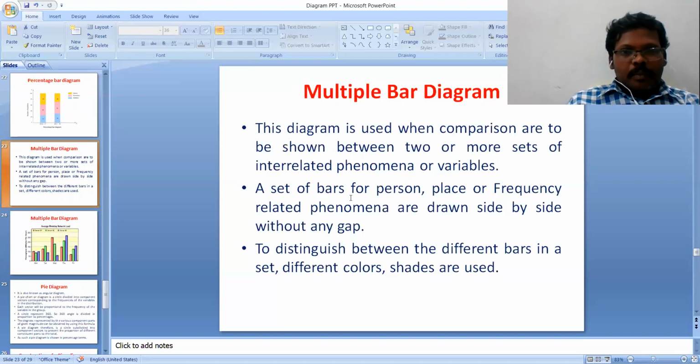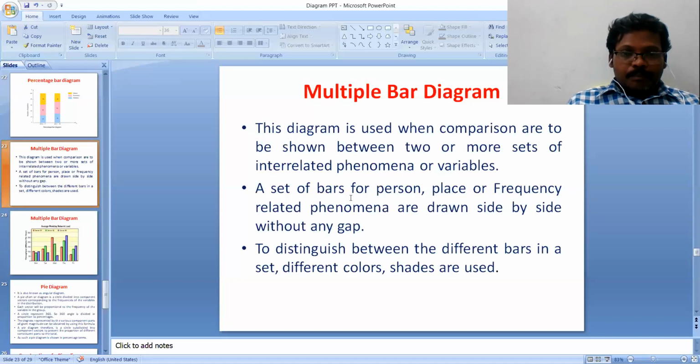In the simple bar diagram, we have only one bar. In the subdivided bar diagram also there is a gap, and in the percentage bar diagram also there is a gap. But in the multiple bar diagram, there is a gap between one variable and another variable. Within the same variable, if there are any interlinkages, we draw one more bar without a gap.